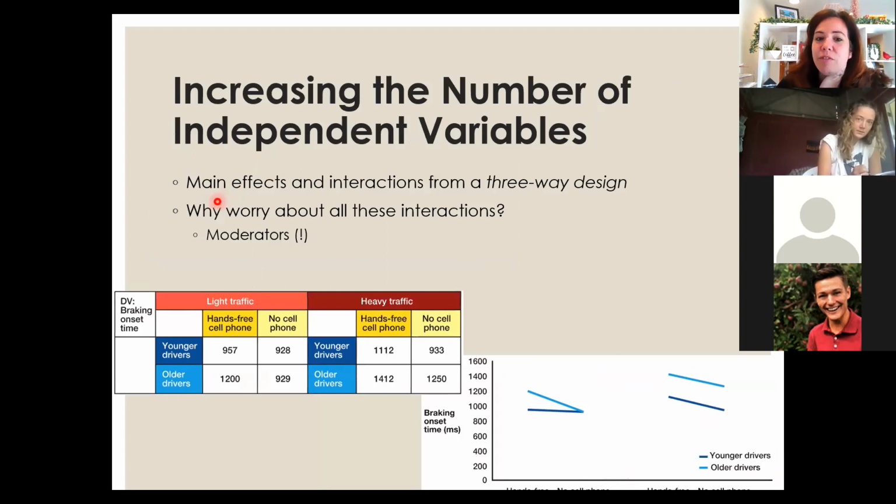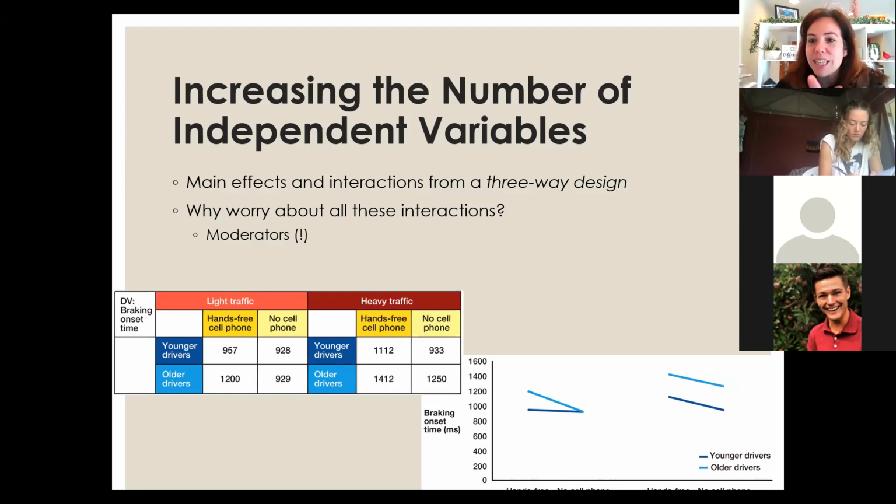You can look at main effects and interactions from a 3-way design. This, again, gets real complicated real fast because you've got the 2 conditions here, and then you split them up again, and then you split them up again with age.